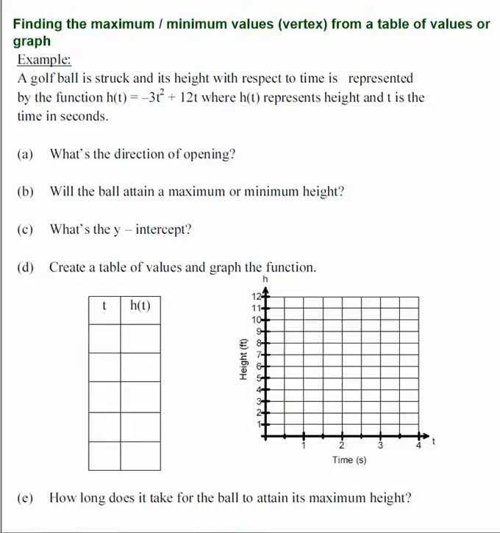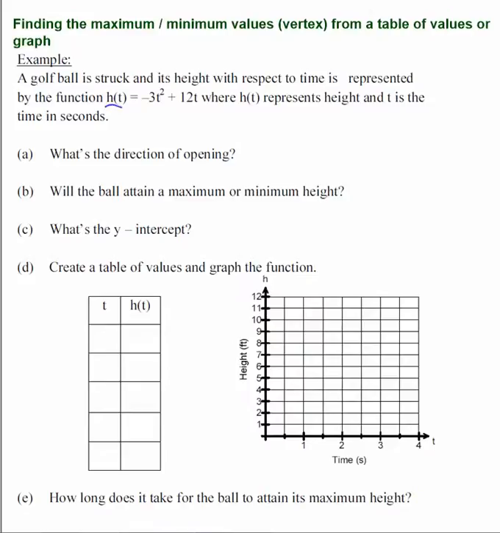Next example of this section, find the maximum, minimum value, or the vertex from a table of values or graph. So the example we're given: a golf ball is struck and its height with respect to time is represented by the function h(t) = -3t² + 12t, where h(t) represents the height and t is the time in seconds.